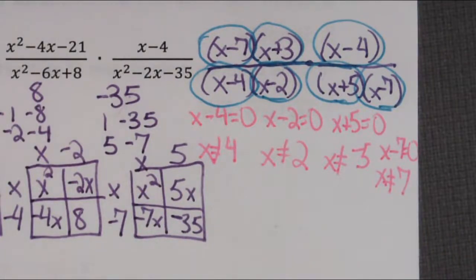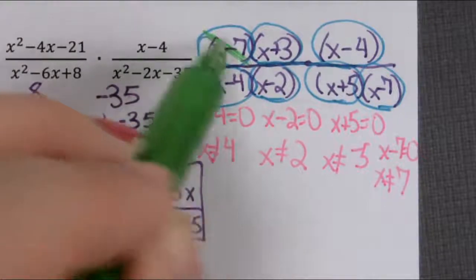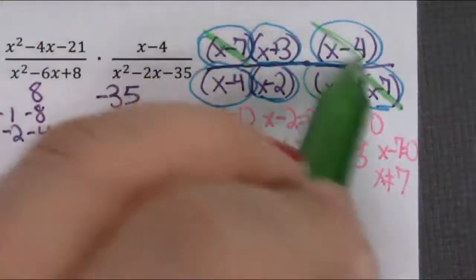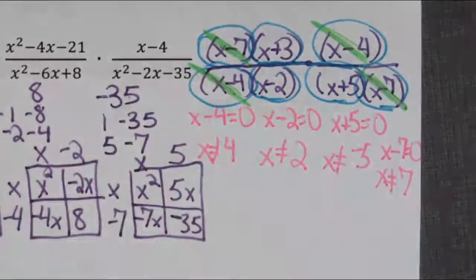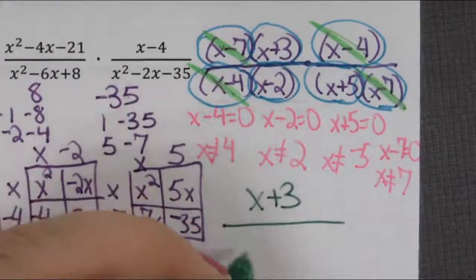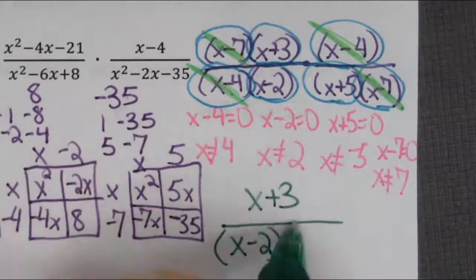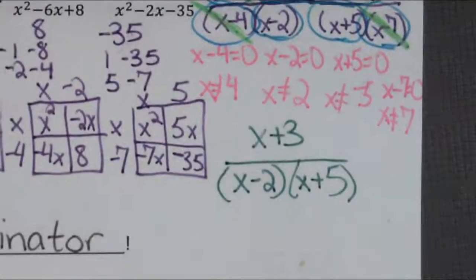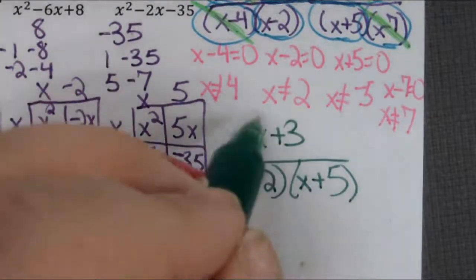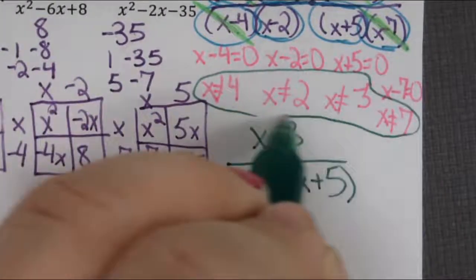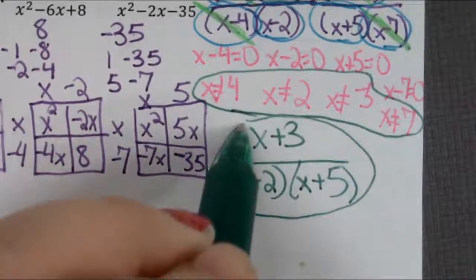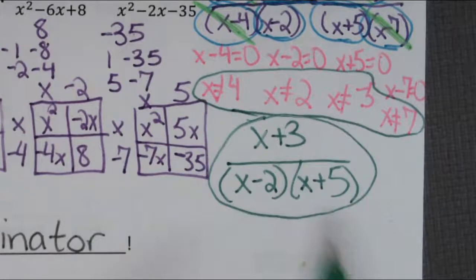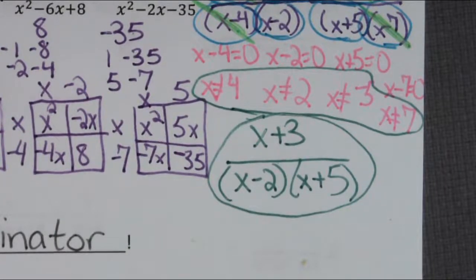It's time for the most satisfying part. We're going to cancel out identical factors. So I have an x minus 7 on top, an x minus 7 on the bottom. Here's an x minus 4 on top, and an x minus 4 on the bottom. All that's left is x plus 3 on top, and on the bottom, x minus 2 and x plus 5. I gotta move it up just a smidge here so it's not crammed on the bottom. So here are our excluded values, and here's our simplified expression. There's no need to multiply this out because all that does is open yourself up for potentially more silly or careless errors.